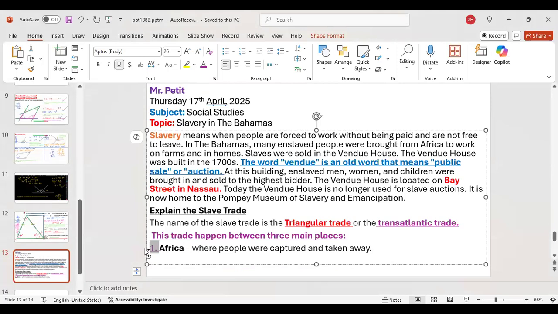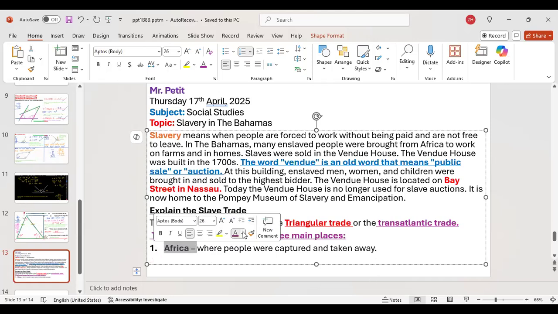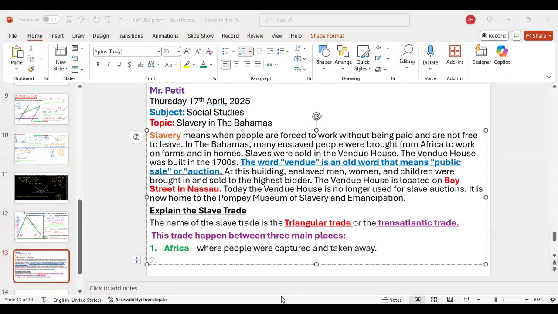So that's the first country as part of the slave trade. The next one, let me shade this in green. Number two is the Americas, or the Caribbean. That is where the slaves were forced to what? To work. Very good. That's where the slaves were forced to work.